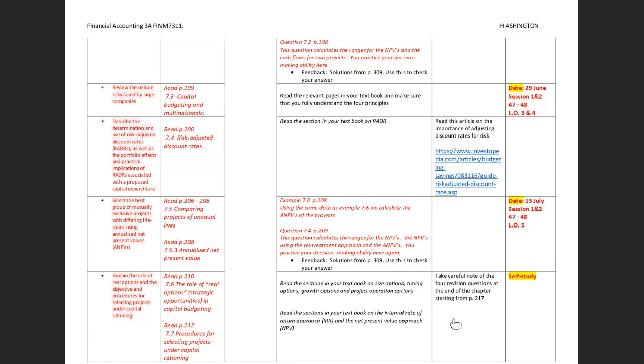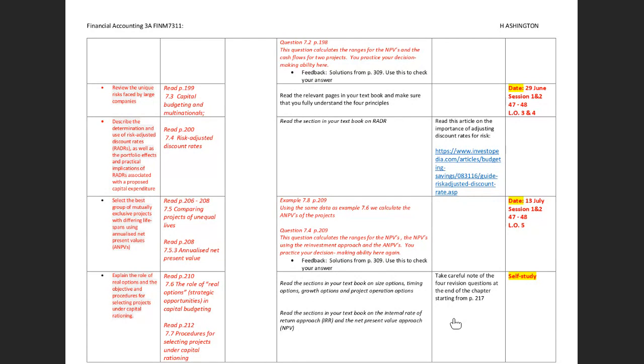Is it possible that in our exam we have to answer using both methods? Quite possible. They could give you an example just like this data, like in example 7.6, and then they could say, using the reinvestment assumption and the annualized net present value, supported by calculations, decide which project the company should invest in. Sounds like a 20-mark question, yeah?